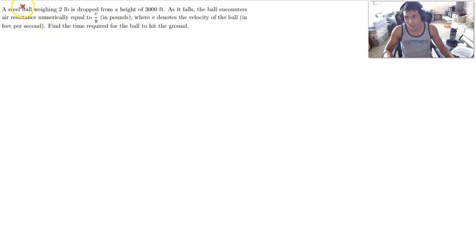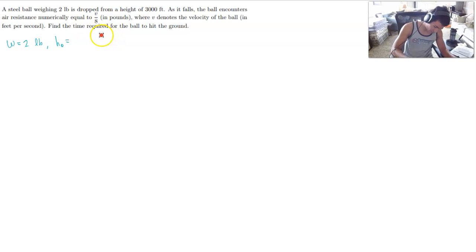Okay, this next problem is going to be a pretty fun physics problem. So we have a steel ball and it weighs about 2 pounds. So weight is equal to 2 pounds. And then its initial height, so it's at 3,000 feet. Oh god, that's high. So it's at 3,000 feet, and then I guess we're going to drop it out of the sky and let it hit someone, right? I don't know why you would ever do that.